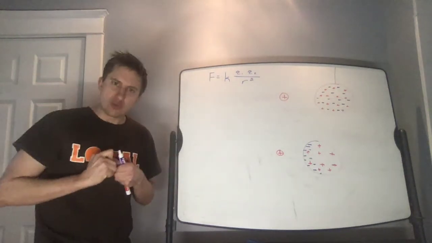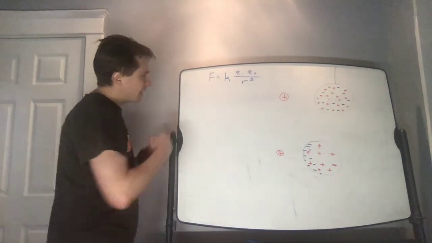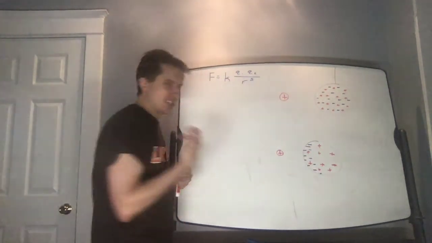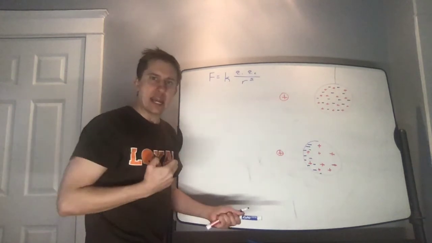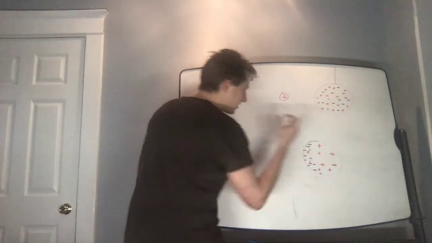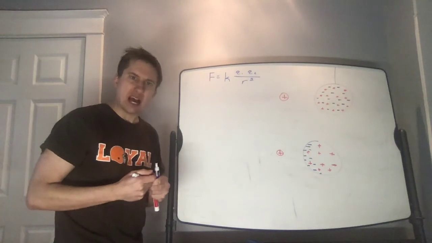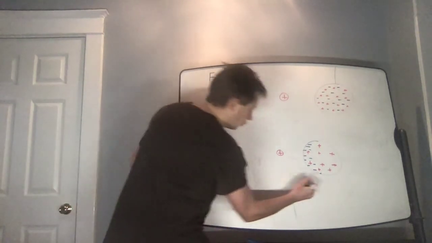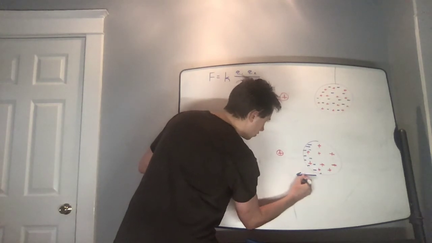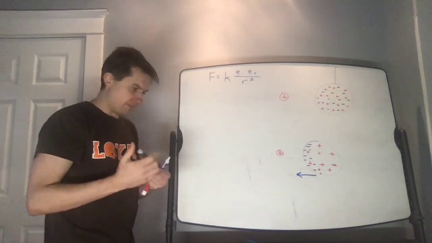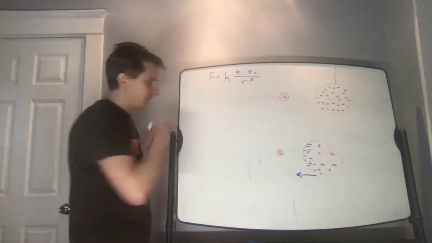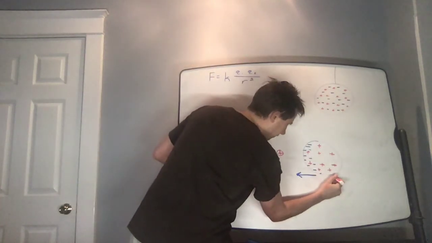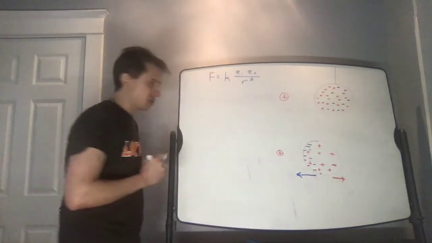And now, as a result of this setup, the left-hand side of this sphere will have a bit more negative charge. The right-hand side of this sphere will have a bit more positive charge. The left-hand side of the sphere will feel a net force towards the positive charge. The right side of the sphere will feel a repulsive force away from the positive charge.